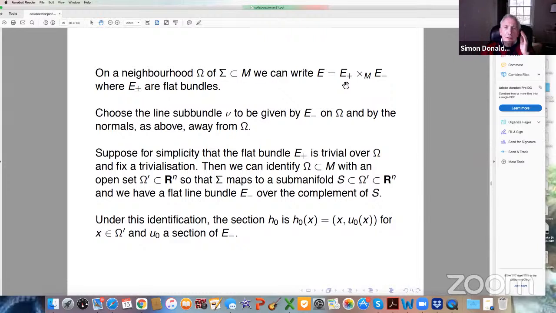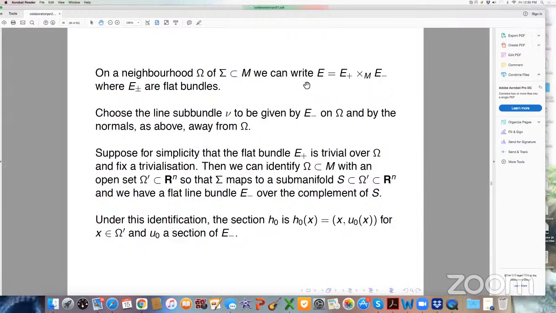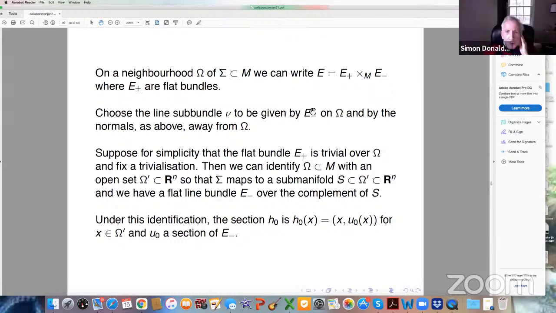So we can write our bundle naturally on a neighborhood of sigma as a product over n. We can choose our subbundle nu, in the general situation, to be given by this fixed one-dimensional subbundle E minus near sigma, and by the normal construction as above, away from sigma. And then we can smoothly interpolate between those in some obvious way.